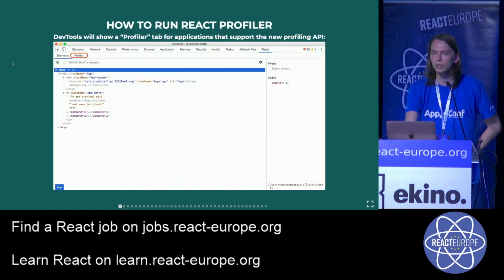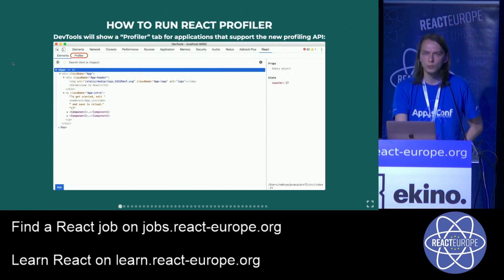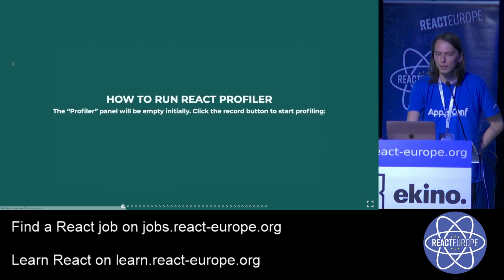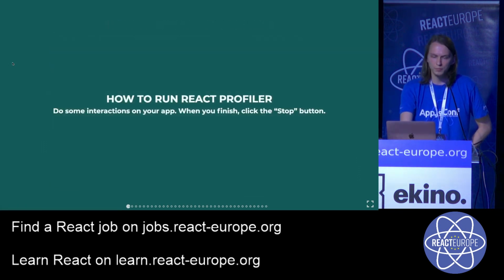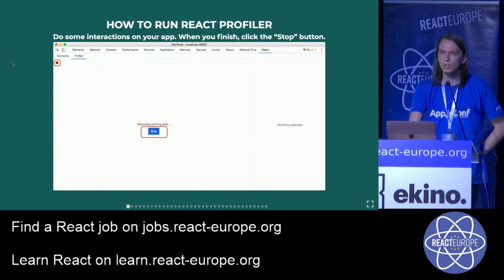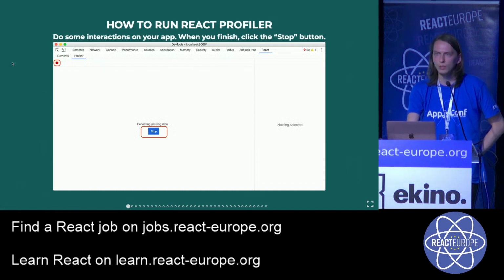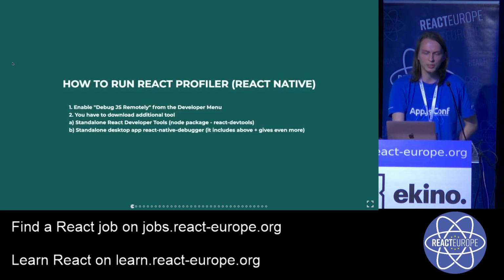To run it, you have to open React DevTools and you will see the Profiler tab on top. Click it and then click the Start Recording button. Then do some interactions in your application. When you're done, click Stop Recording.